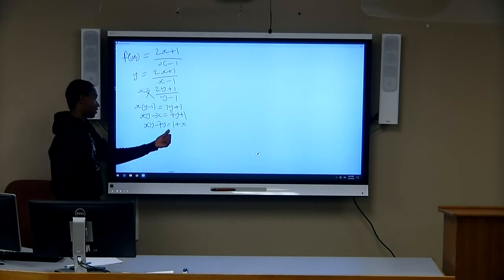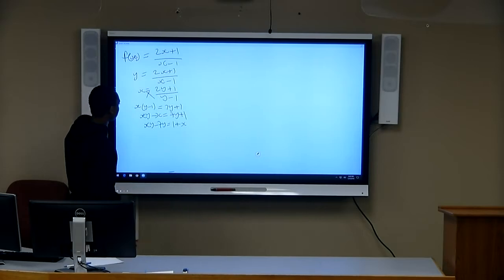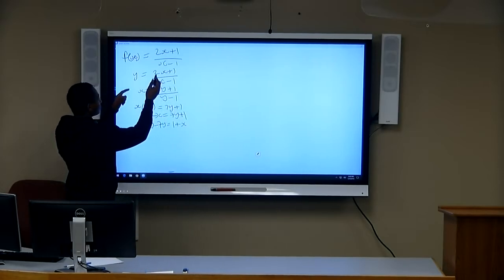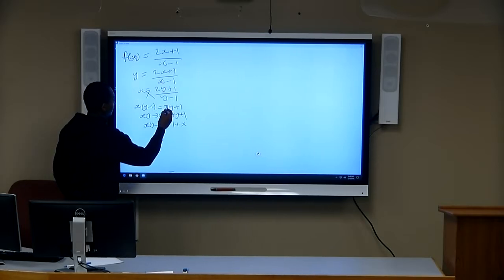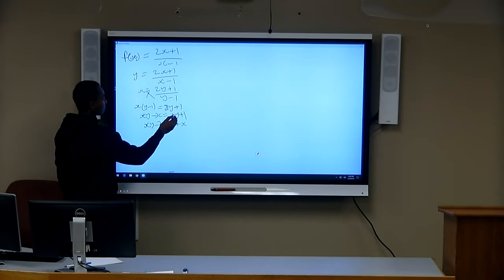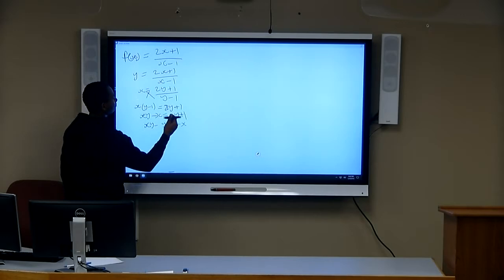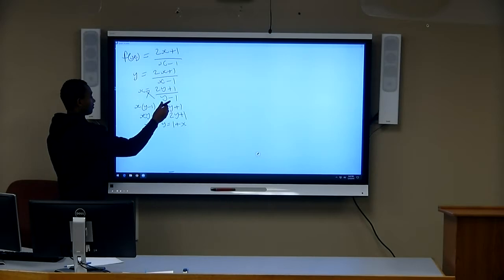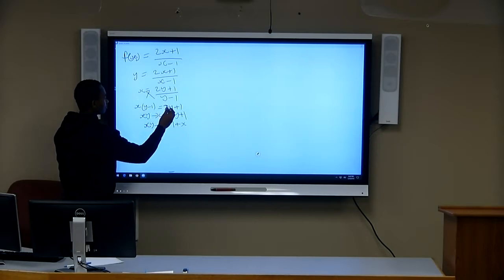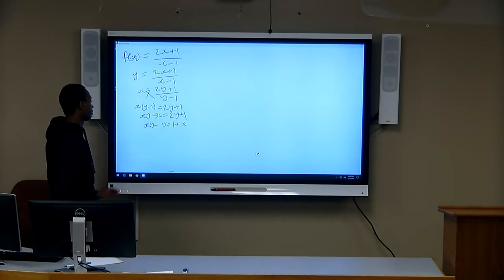I'm trying to put the y's on the same side and the x on the same side. So I can get 7y here. It's 2 plus 1. Okay, this is 2y. It's not 7y. I thought I was writing 7. This should be 2y. I don't have 7 in the question. I just wrote this thing, I thought it was a 7, but it's a 2. This is 2y plus 1, 2y plus 1, okay.